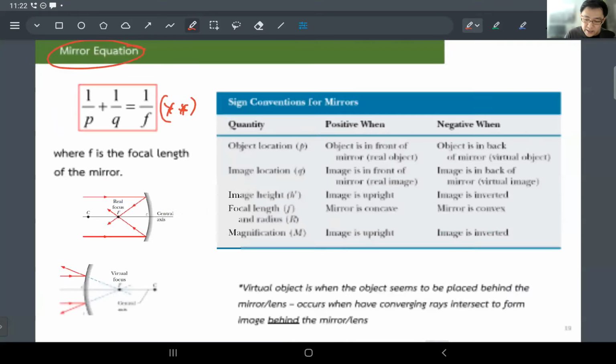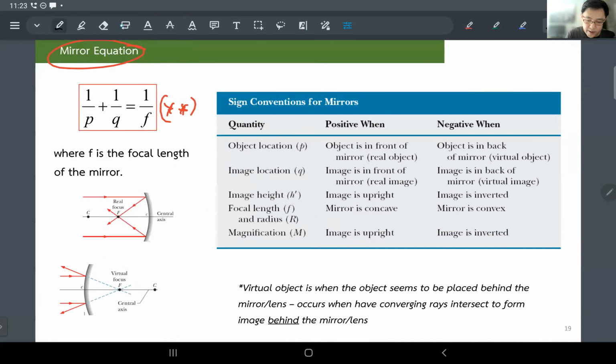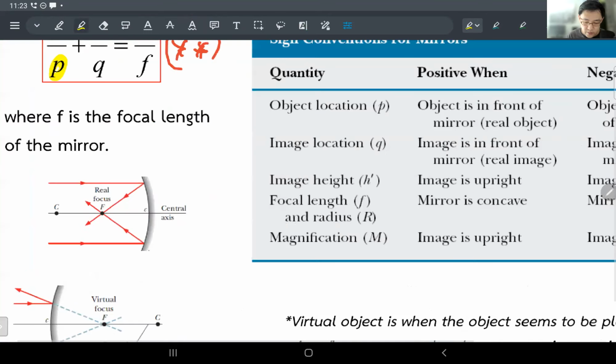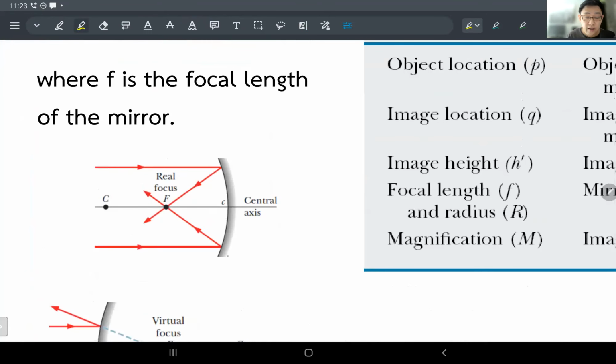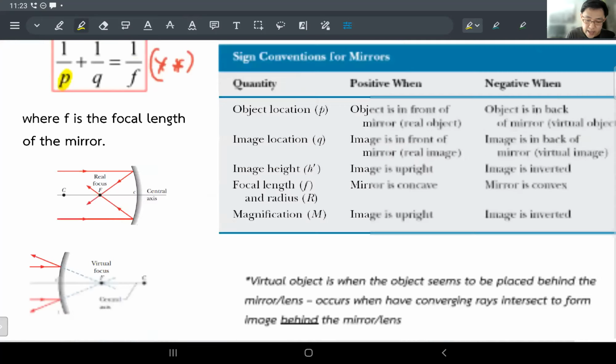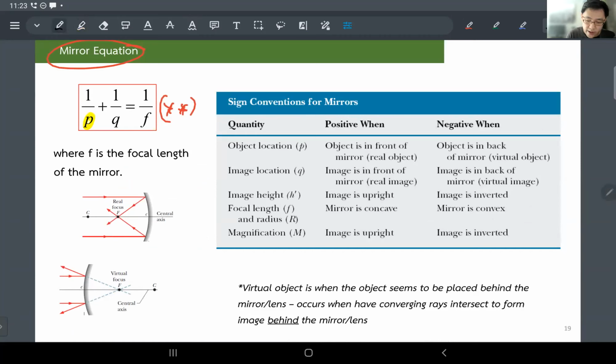So start with this. When you have this equation, and you're looking at P, that's an object. As long as you have a single mirror over here, the object will always stay in the front, right? Does that make sense? So you can say that the object distance is always positive when the object is in front of the mirror. As long as you have a single mirror, it's always positive.